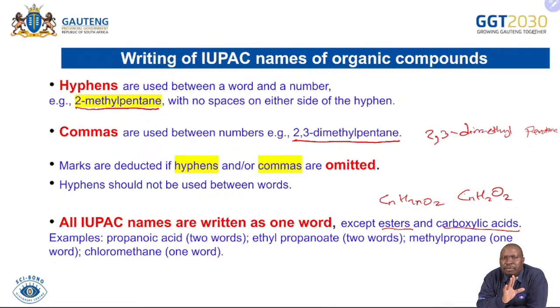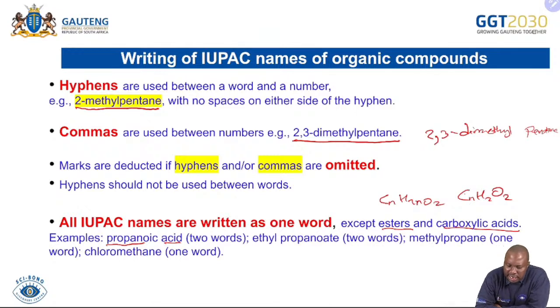I showed you the general formula for aldehydes and ketones as well, CnH2nO. I said they are the same, so it must tell you that there is a relationship between them. When we do isomers, you will be able to identify them. So we're saying esters and carboxylic acids have the same general formula, and when you write their names, you write two words, not one. For example, propanoic acid is not one word. There'll be a space between propanoic and acid. It applies for carboxylic acids and for esters.